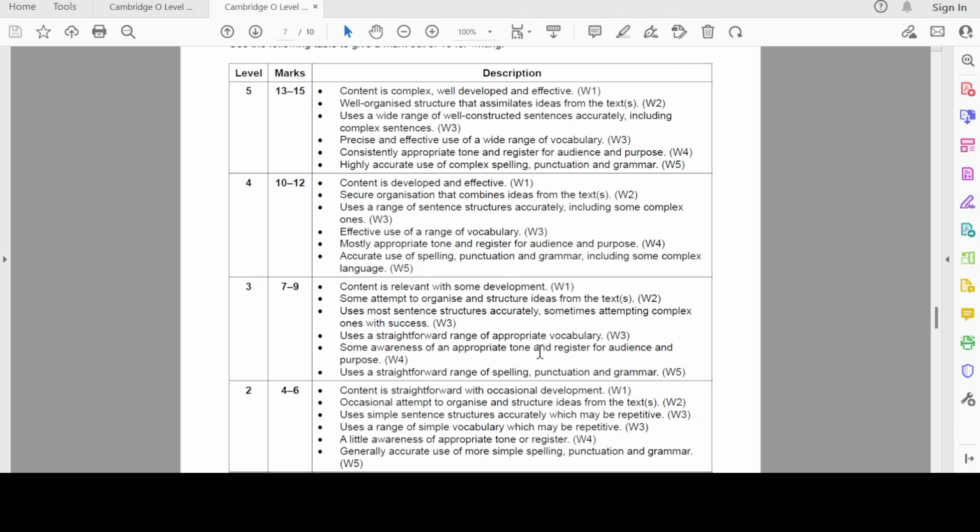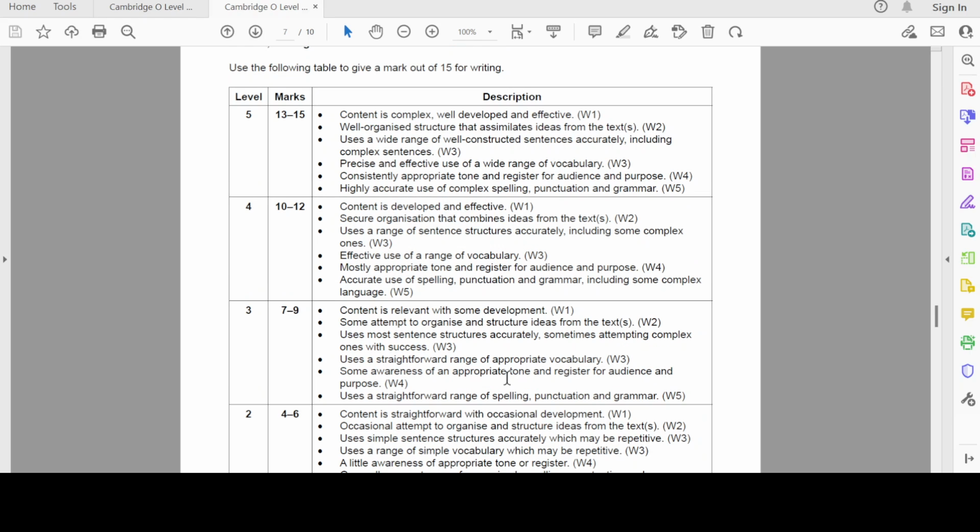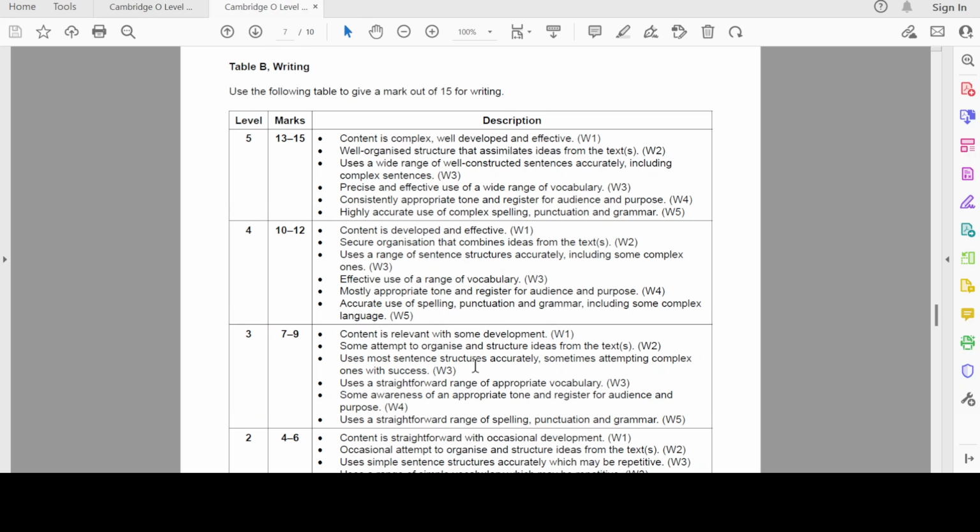Some awareness of an appropriate tone and register of audience and purpose, uses a straightforward range of spelling, punctuation, grammar, right? So this is mid-range. We can do better, we want to do better, but this is, yeah, okay. So we have some understanding. We are attempting this, well and good.